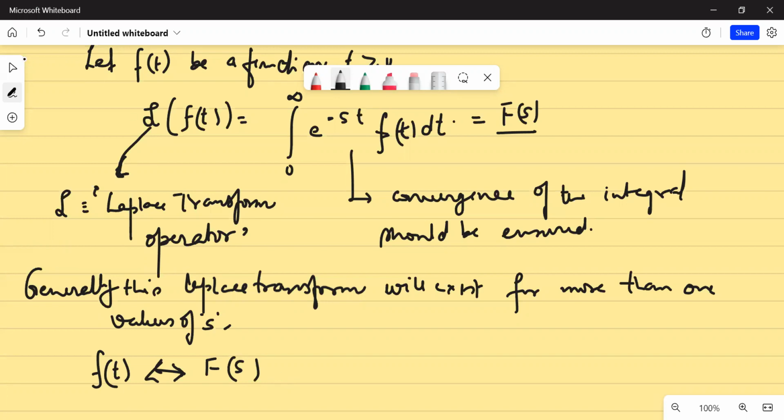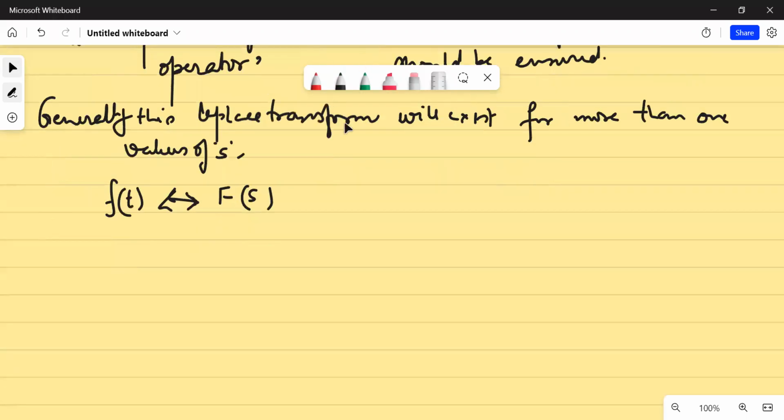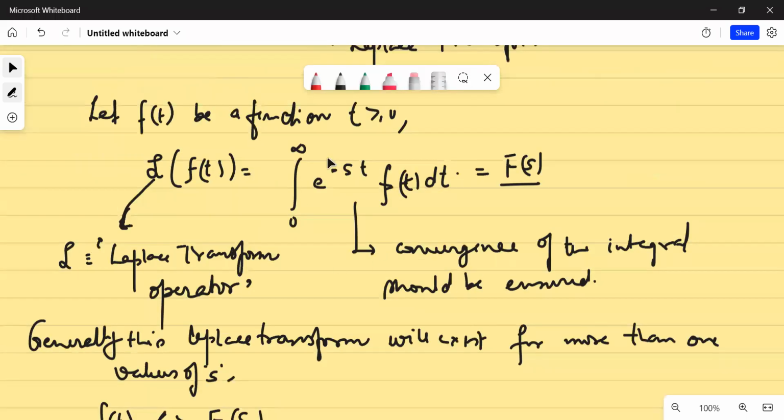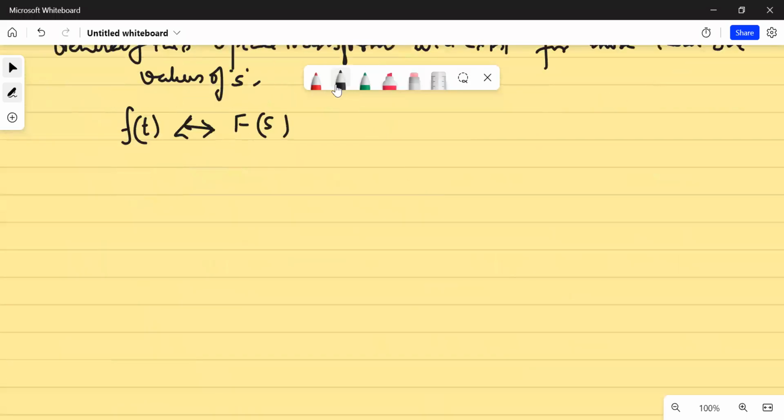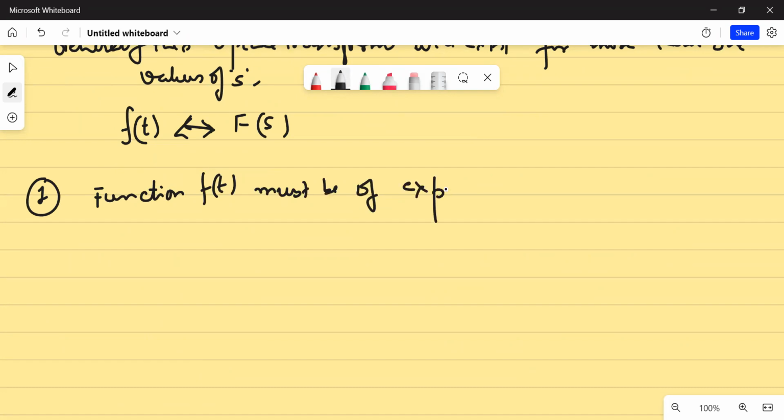One needs to understand that this Laplace transform, this particular integral, will only converge if it meets the following conditions. The first condition is that the function f(t) must be of exponential order.